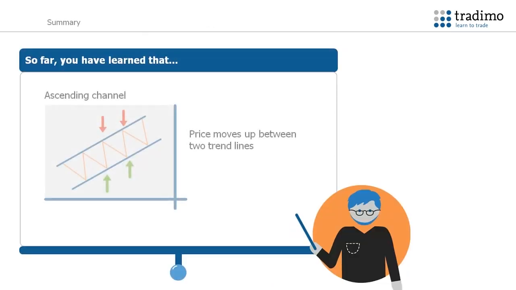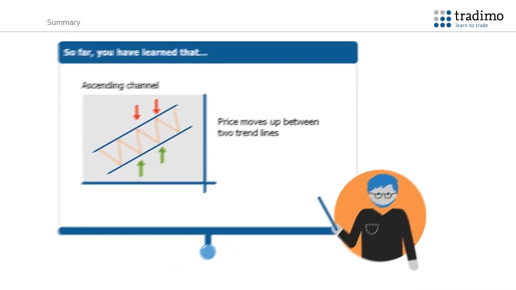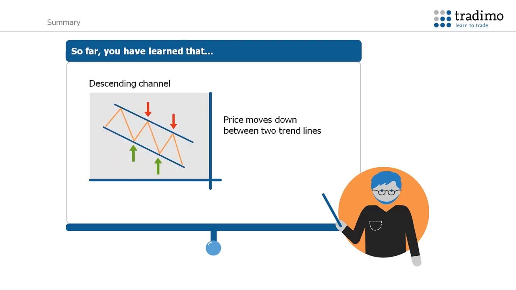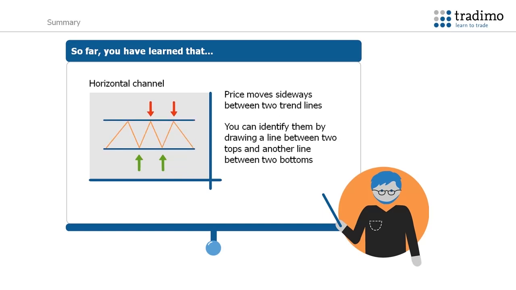So far, you have learned that there are three types of channels. In an ascending channel, prices move up between two trend lines. In a descending channel, price moves down between two trend lines. And in a horizontal channel, price moves sideways between two trend lines. When drawing channels on your charts, you identify two tops and connect them with a line, and you identify two bottoms and connect them with another line.